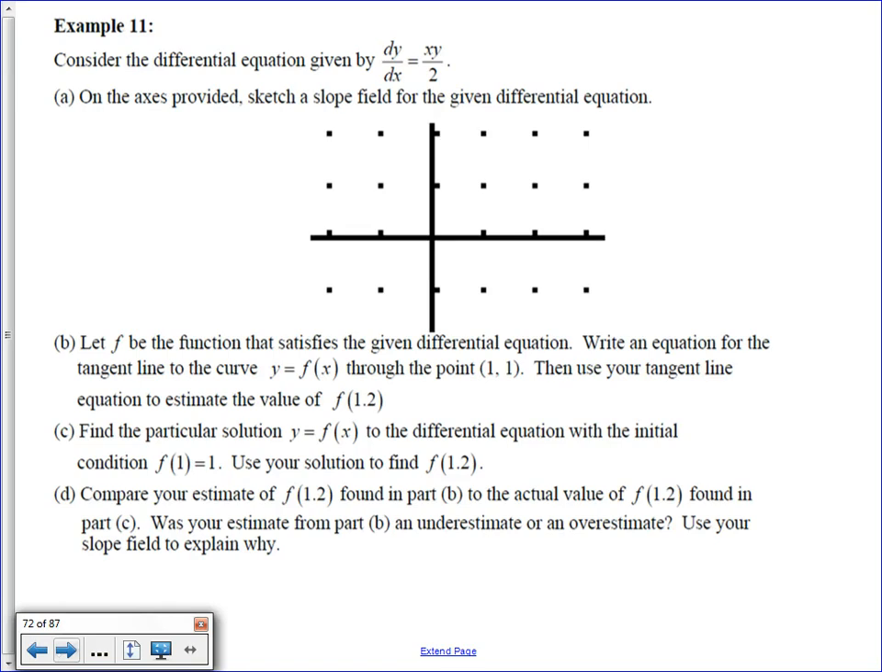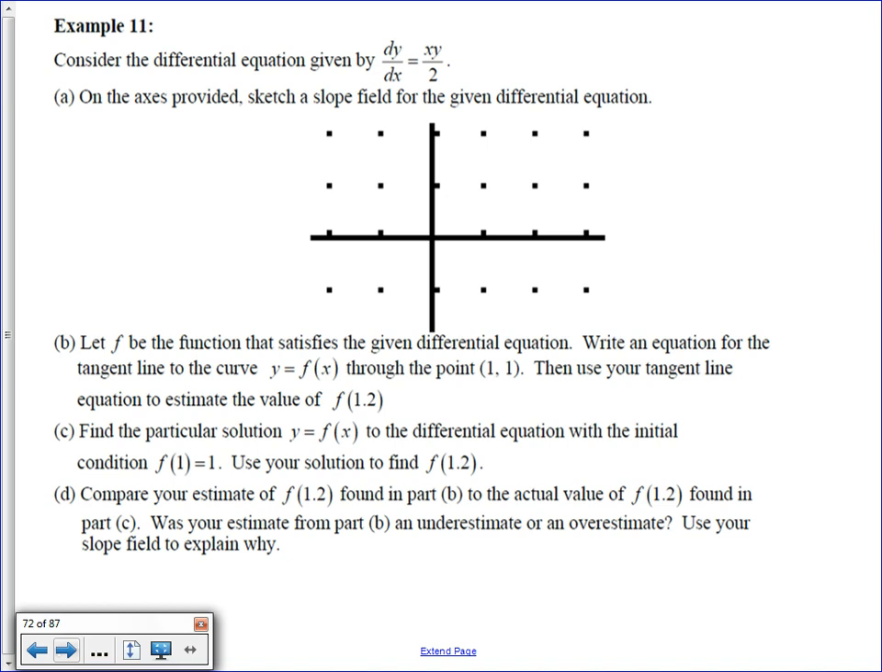Consider the differential equation. Sketch a slope field. What would you do? Make a table and then put it in. Would you necessarily have to put every single point in the table? No, but put enough and be really particular. If it's positive, it better be sloped up. If it's negative, it better be sloped down. If it's horizontal, it better be flat. If it's vertical, it better be vertical.